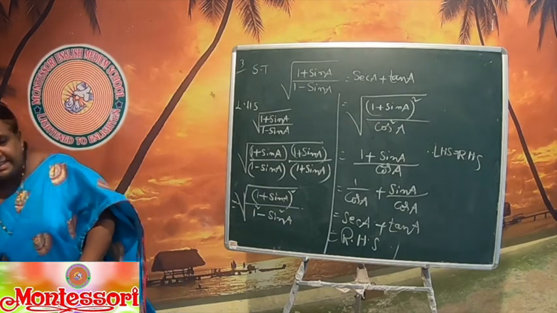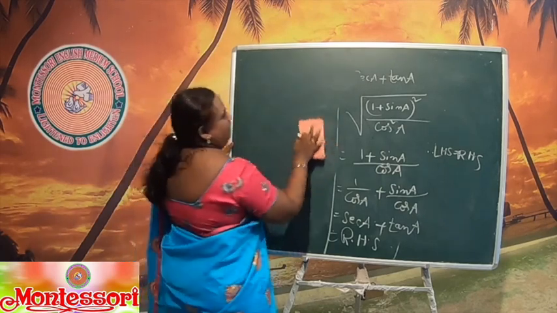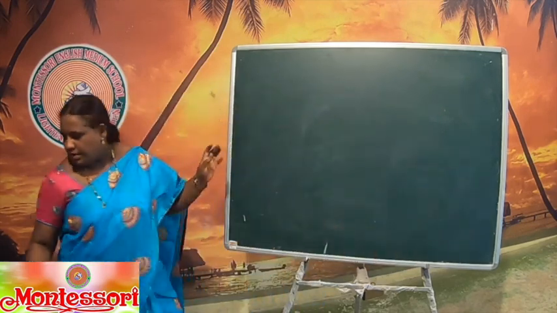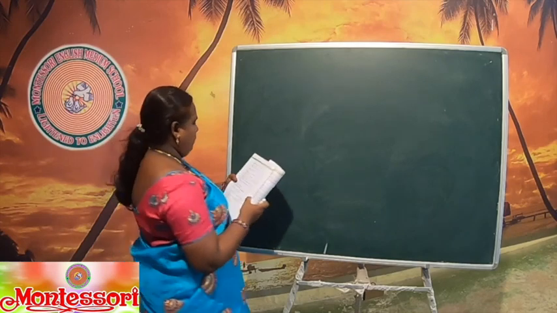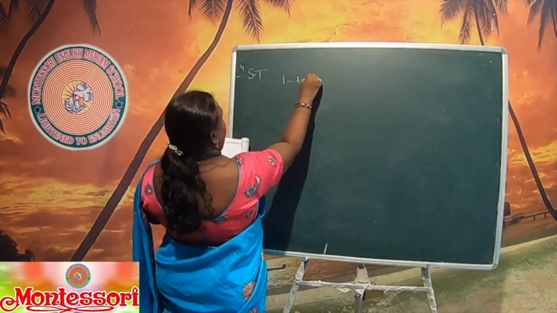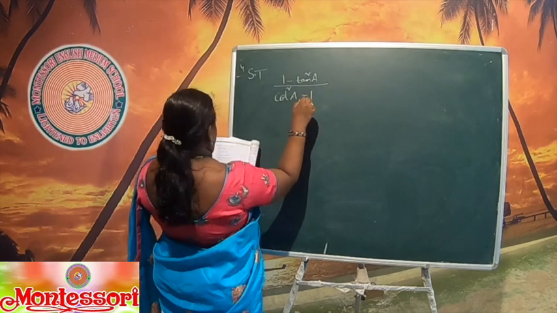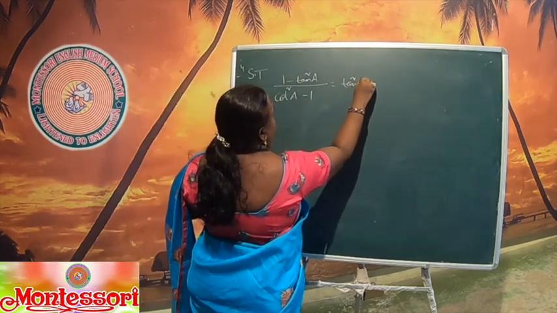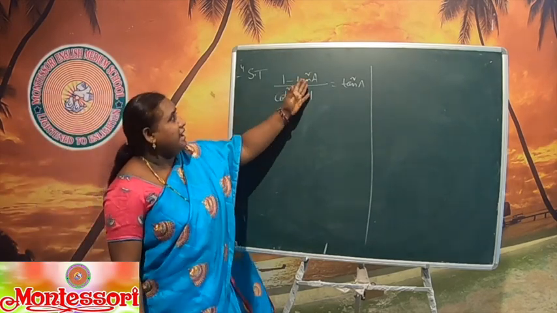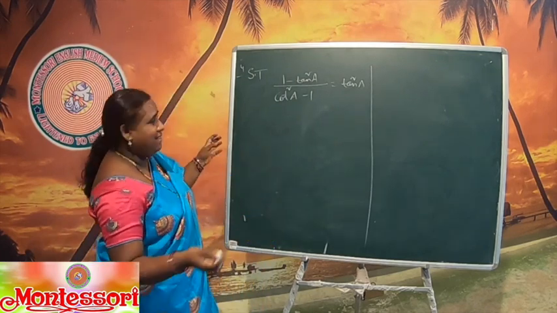Third sum. And the next one, fourth. The fourth sum is, show that 1 minus tan square A by cot square A minus 1 is equal to tan square A. Ready? See, what is given here? 1 minus tan square A by cot square A minus 1 is equal to tan square A. How to prove? The same as the previous sum.